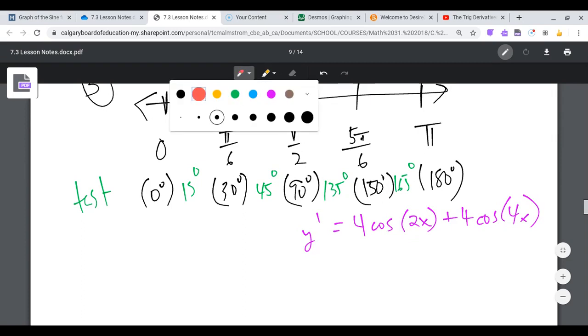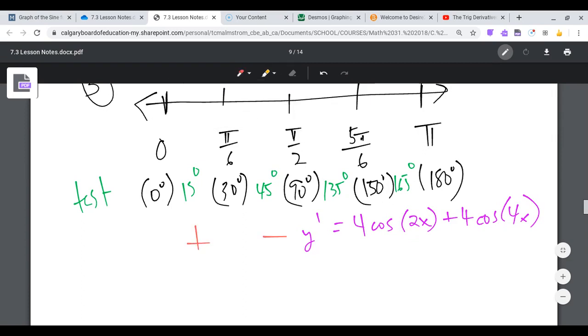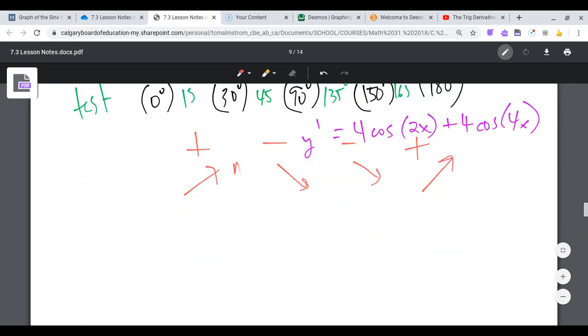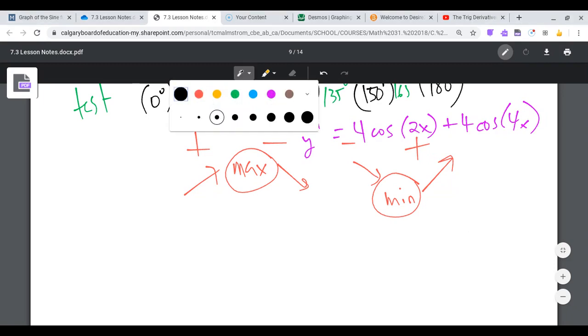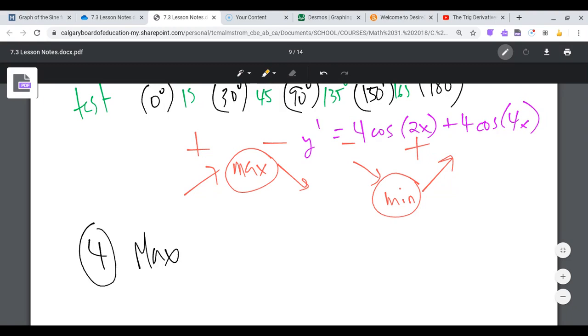And I found out that it went positive, negative, negative, positive. So I went increase, decrease, decrease, increase. And so I will see that I have 1 max happening and 1 min happening. All right, so from here, the last thing is those max mins. We're going to evaluate at our critical numbers and at our endpoints.